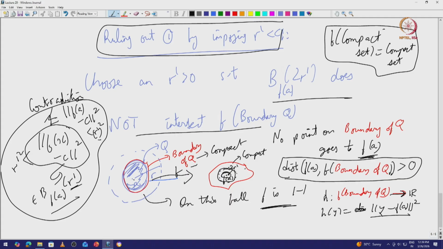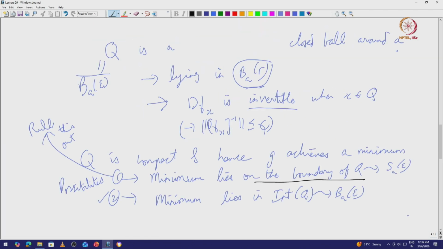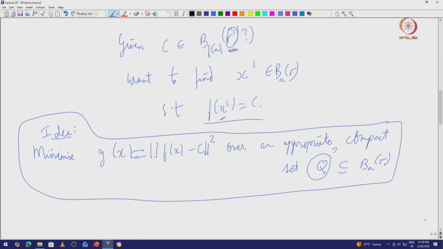So in other words, we have chosen r dash so small that this does not intersect this red region. For such a small value of r dash, as long as C is that close to f of a, if you perturb f of a only by this much amount, then there is always some x so that f of x equals c. That's the point. Okay, so we have ruled out the first possibility, and the second possibility says that we have indeed proven this. Okay.